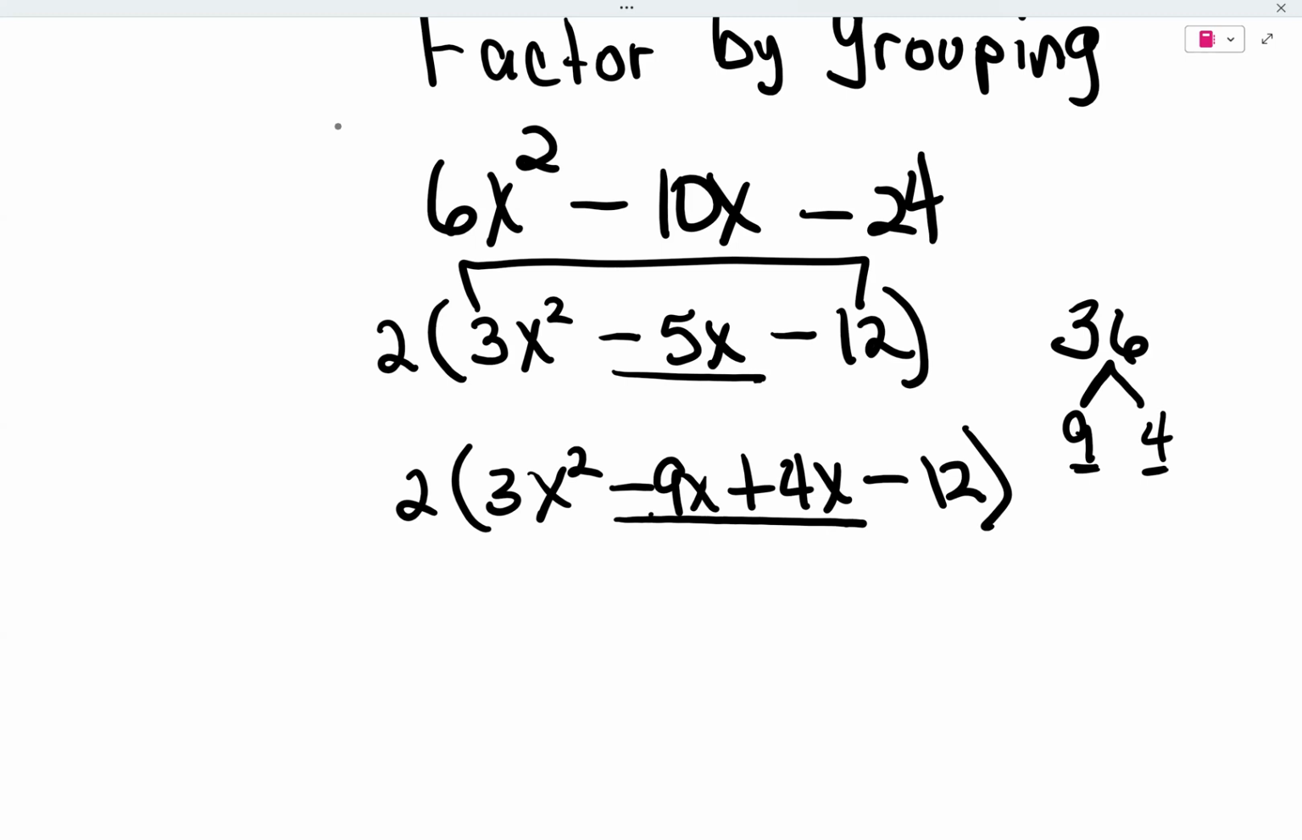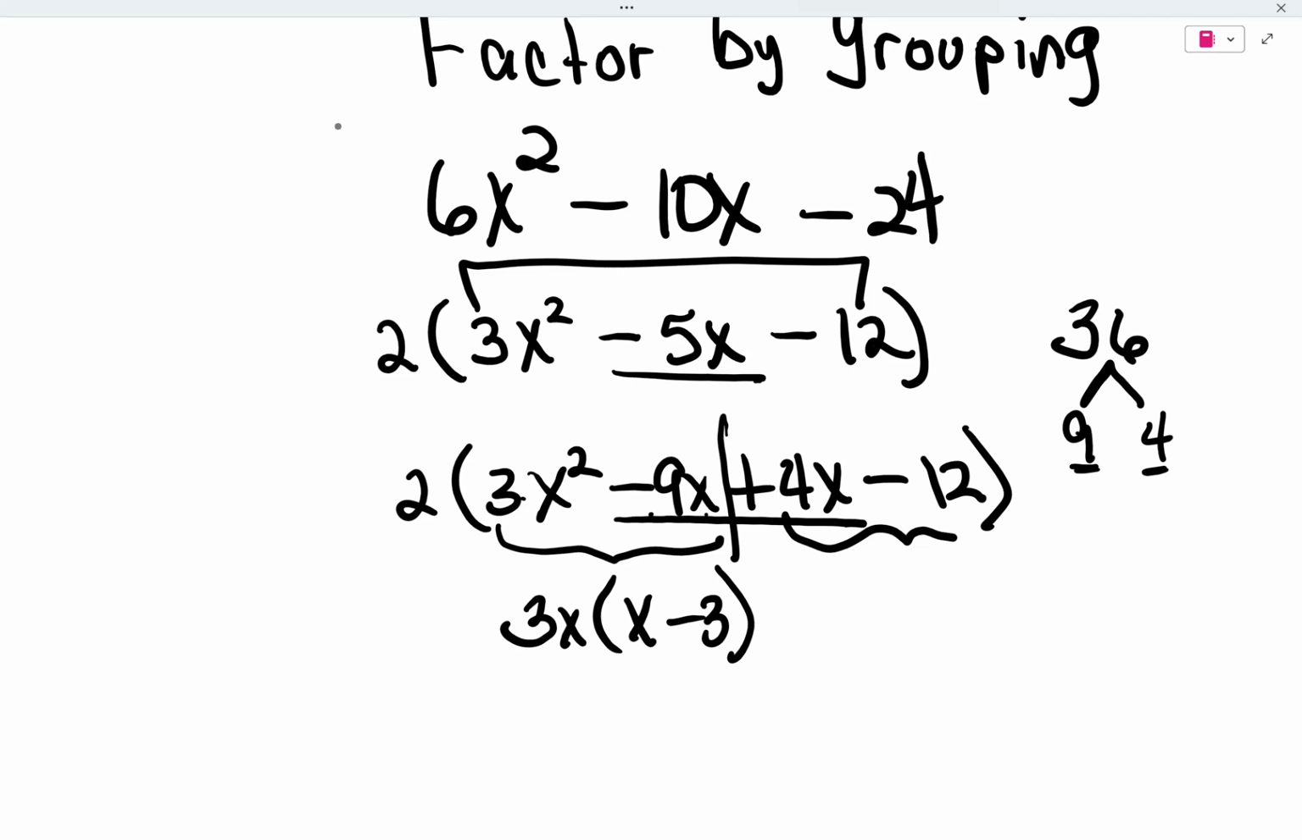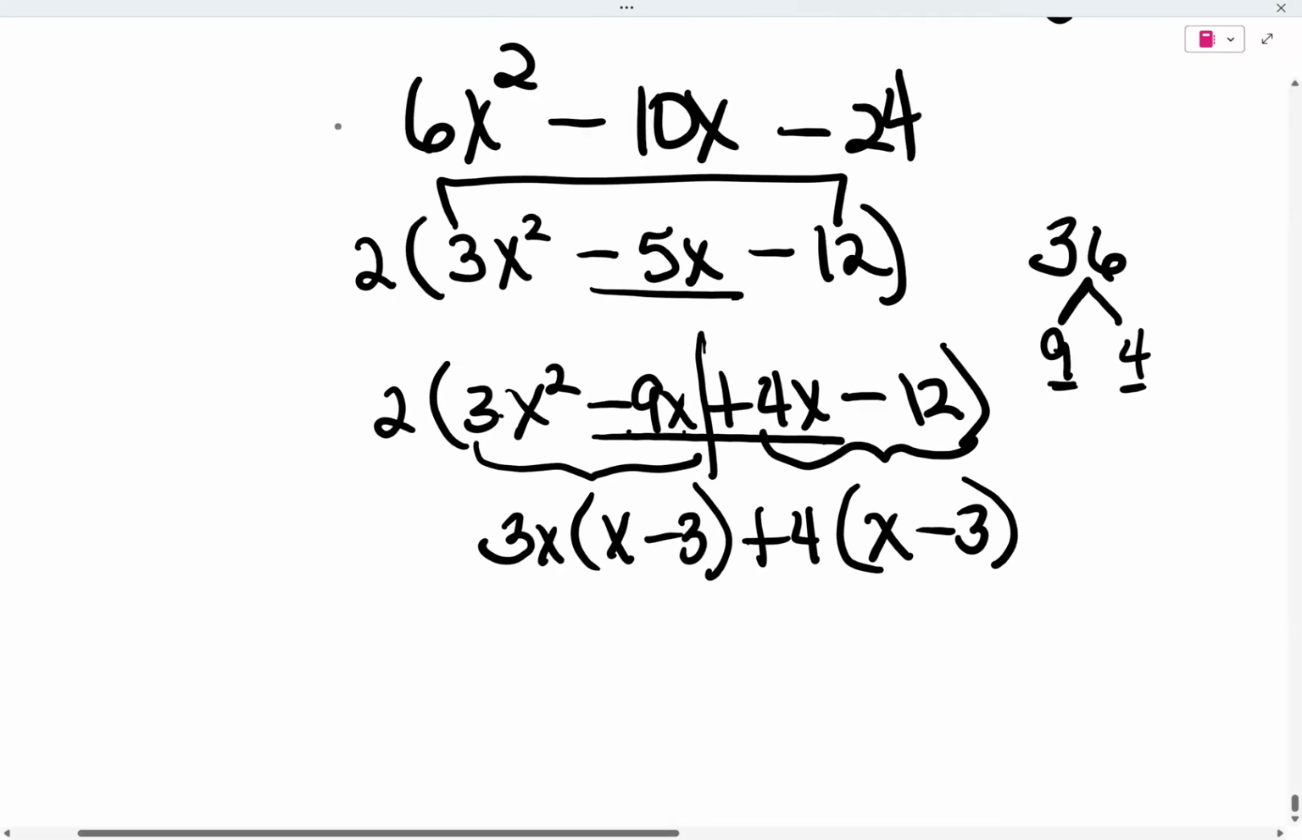And this is where factor by grouping comes in, because all of this gets split. And now I'm focusing just here, what's common. What's common here? So I'm thinking if I take out 3x, this will become x minus 3. Over here, what's common? A positive 4, and I have to add x minus 3 in here to finish the factor. So if you notice, and yes, by the way, all of this is still multiplied by 2.